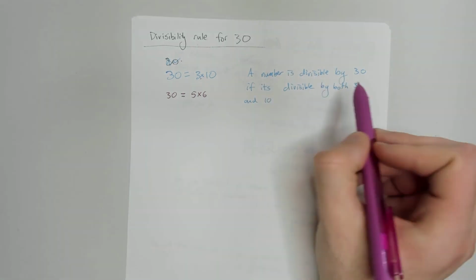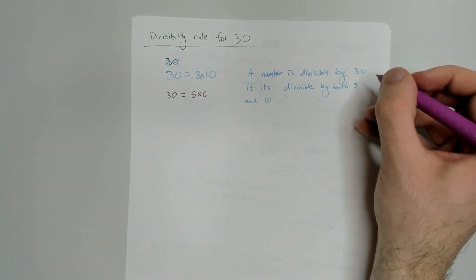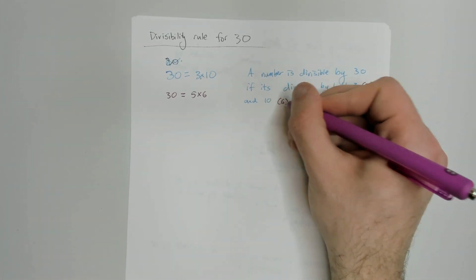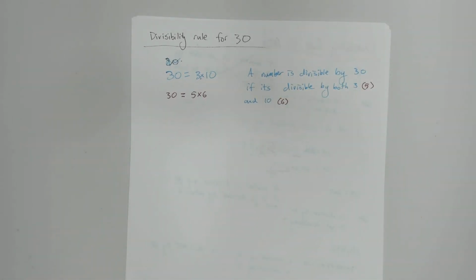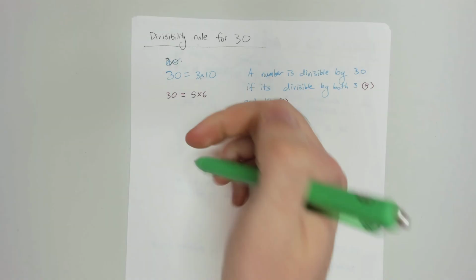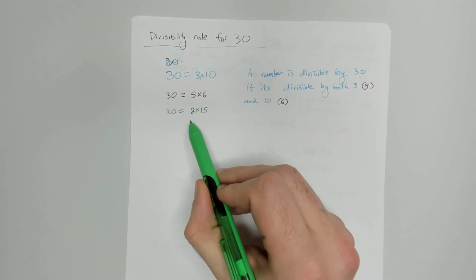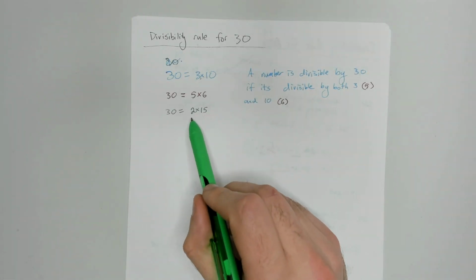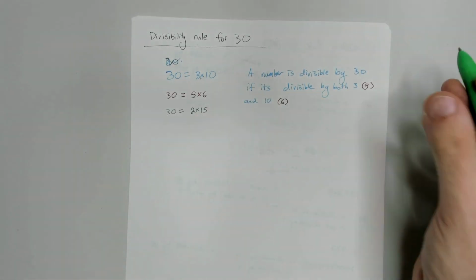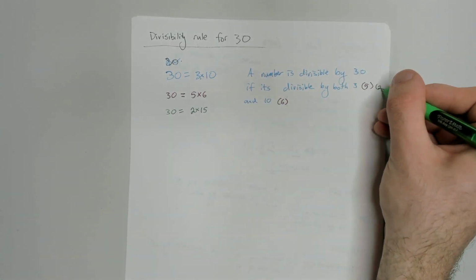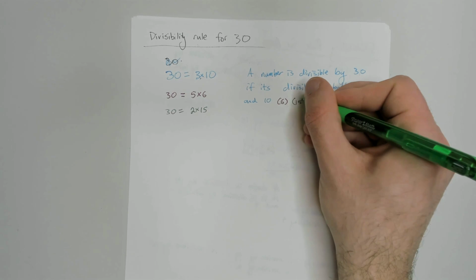So we could say then that a number is divisible by 30 if it's divisible by both 5 and by 6. Or you might notice that there's even another one we could do. 30 is the same thing as 2 times 15. 2 and 15 are also both coprime to each other. So if we know the divisibility rule for each of these, we could say a number is divisible by 30 if it's divisible by both 2 and by 15.